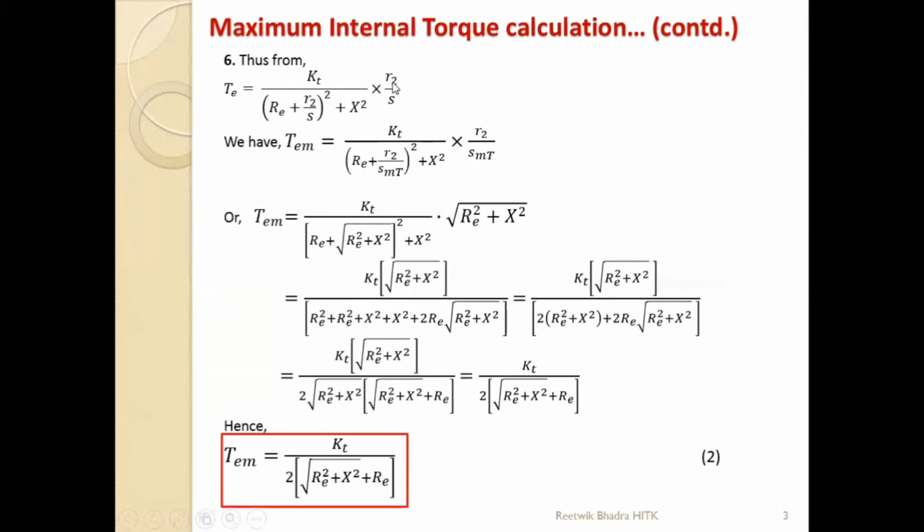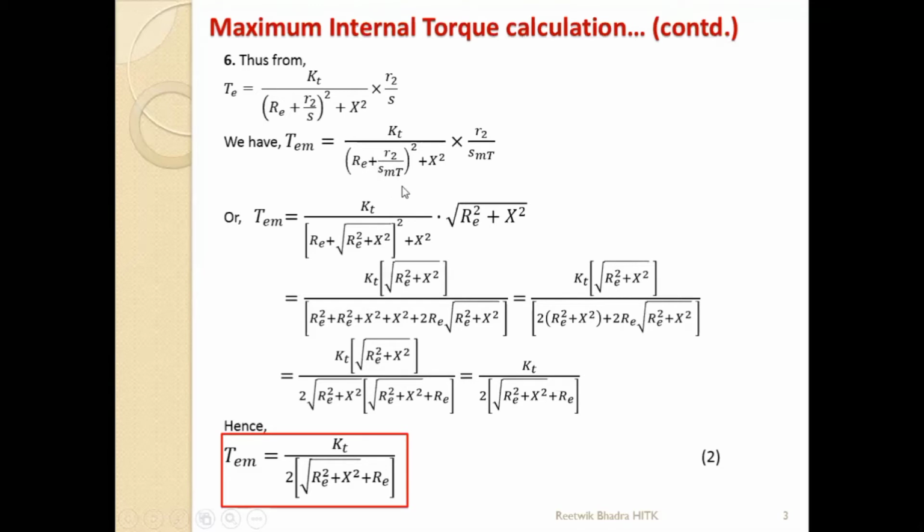These are all quantities of your induction motor, right? R1, R2, Re depend on some quantities, and those are obtained from your open circuit test and short circuit test. So what can change over here is your S. So what will be the S now? S will be replaced by SMT.